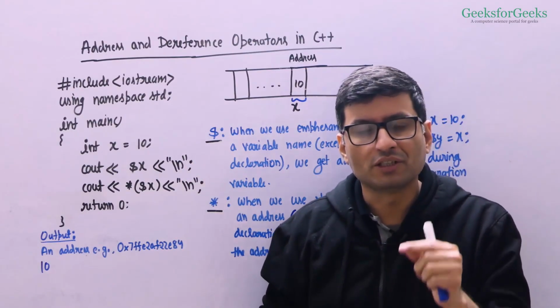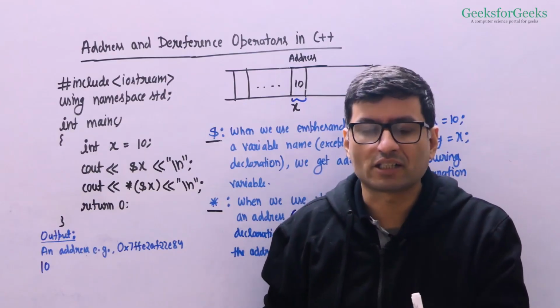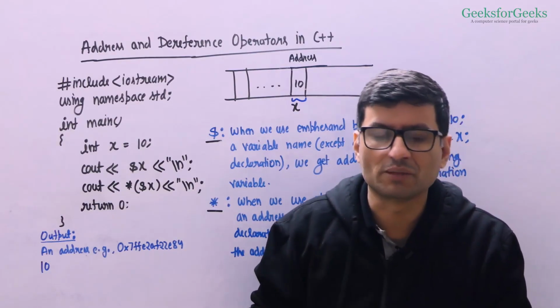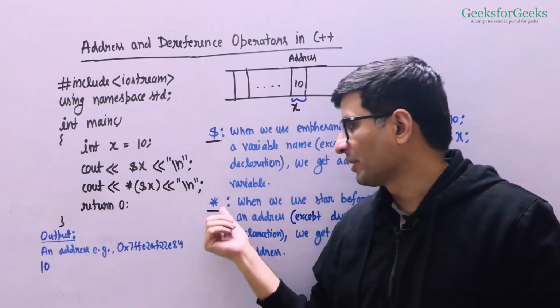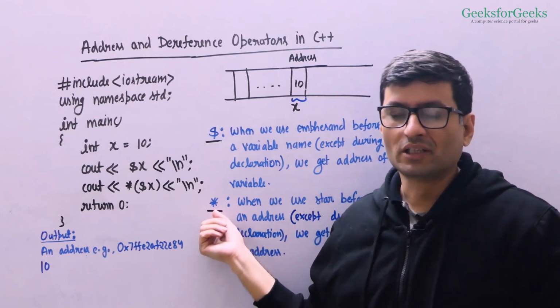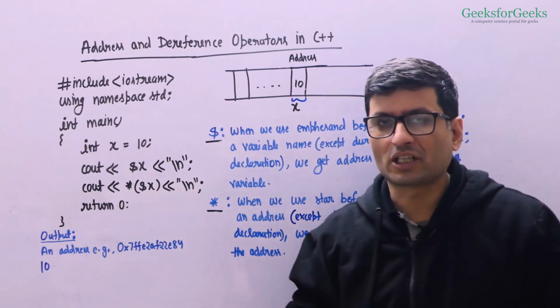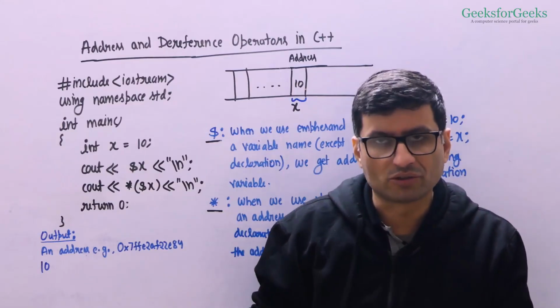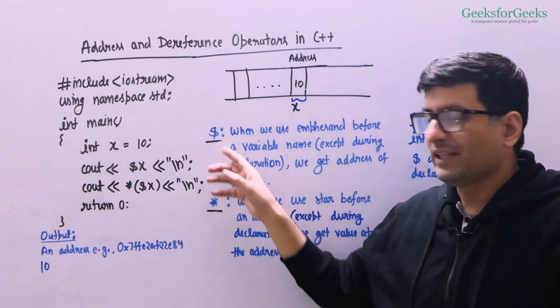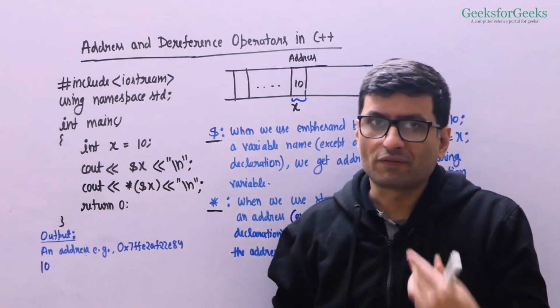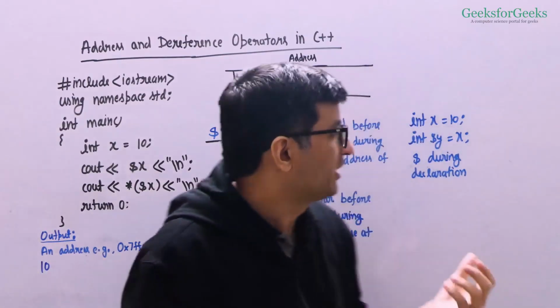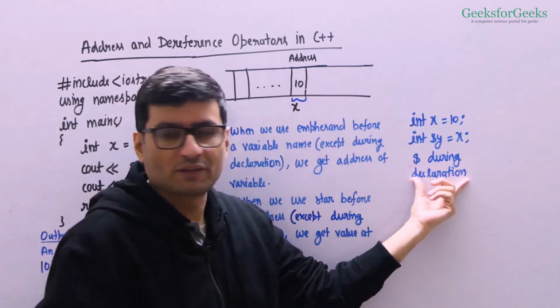Please note that we use ampersand and star for other purposes also in C++ programming. For example, star is used for multiplication. We are going to use star to declare pointer variables also. Similarly, ampersand is used to create reference variables. We have seen ampersand here in the examples of references.